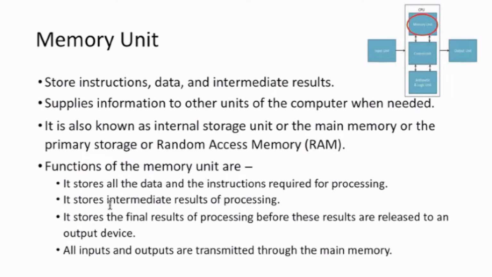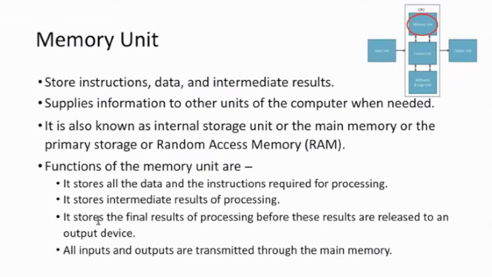Then it stores intermediate results of processing. That means if we process some of our data and the computer crashes, our instructions can be lost. So we can save the data until it crashes. So those are the intermediate results.